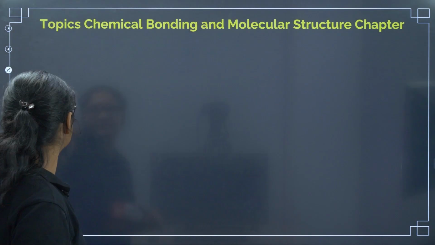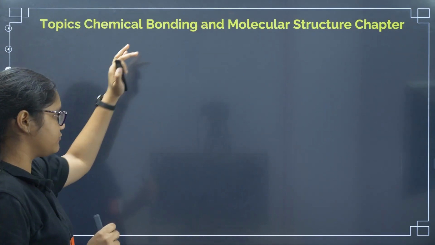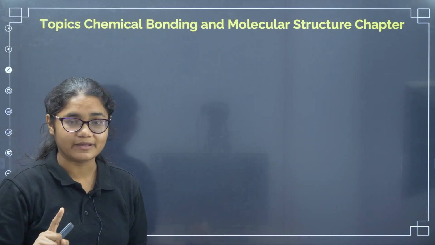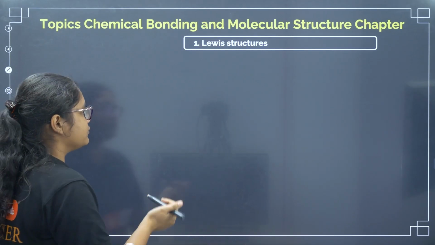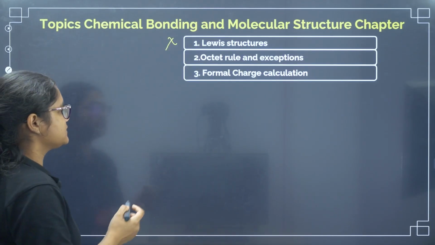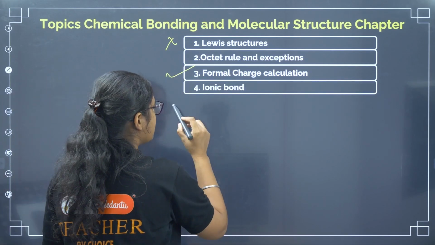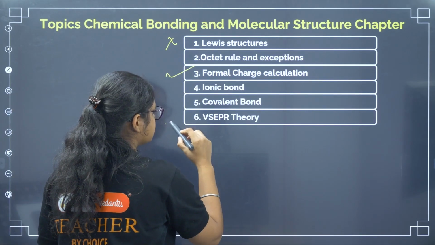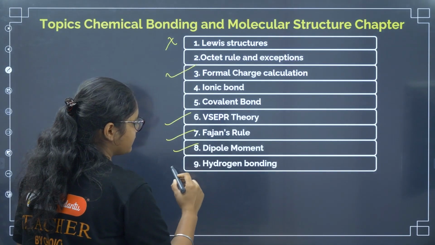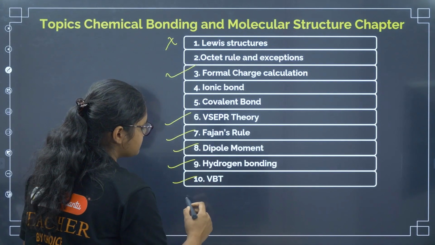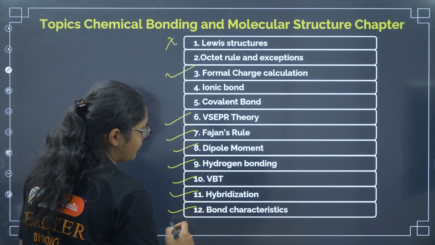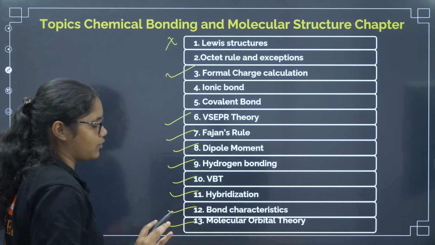Okay. So first let us see the topics here. There are a lot of topics in this chapter, but again the important topics are very few and very scoring topics. First is Lewis structures, how to draw the Lewis structures. Second, the octet rule and its exceptions. Then we have formal charge calculation, ionic bond, covalent bond, VSEPR theory, Fajan's rule. Then we have dipole moment. Then we have hydrogen bonding, valence bond theory, and then hybridization, and then bond parameters, and then molecular orbital theory.